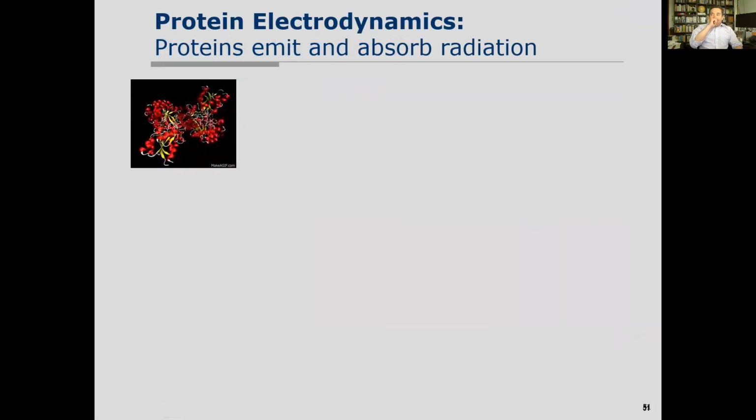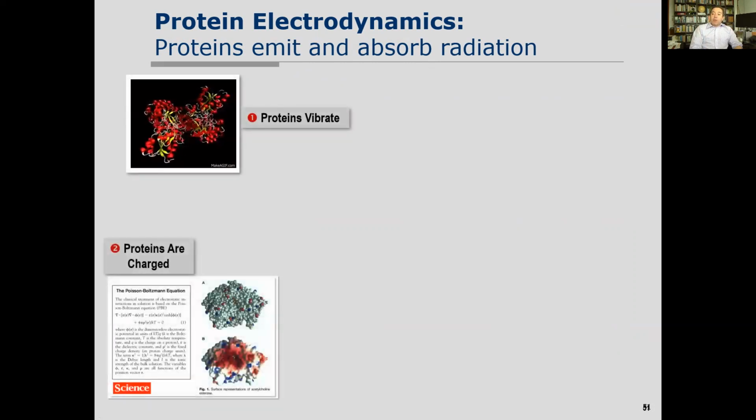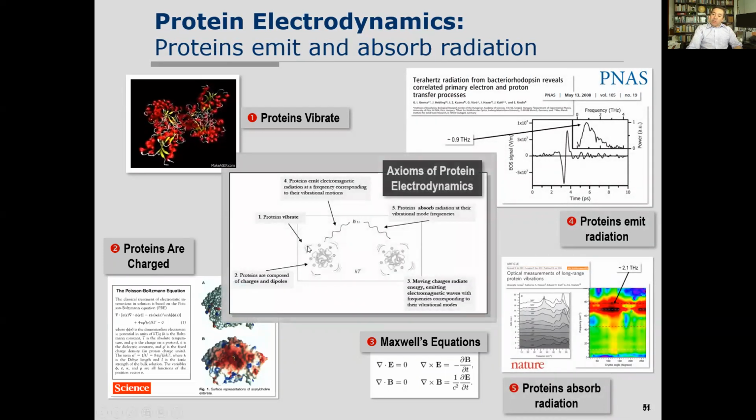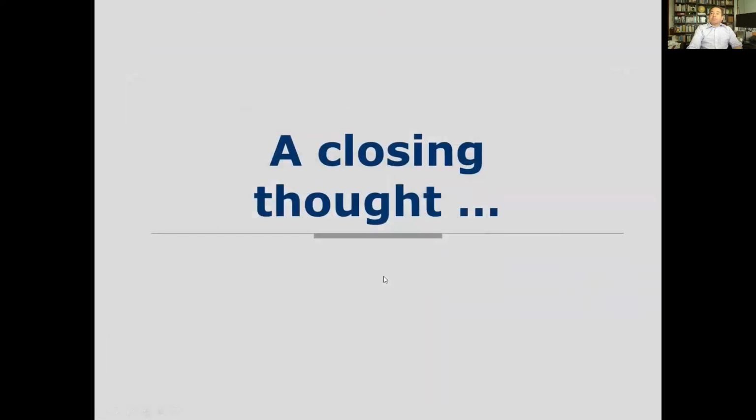Finally, we have the concept of bioelectrodynamics, that proteins, those molecules we talked about earlier, emit and absorb radiation. Here is a picture of a protein, and you can see it's not static, it's actually vibrating. So proteins vibrate. We also know that the proteins are charged, and by what we talked about earlier, the Maxwell's equations, vibrating or moving charges will create electromagnetic fields and will also absorb electromagnetic radiation. So that means proteins are vibrating, they are emitting electromagnetic radiation and absorbing electromagnetic radiation.